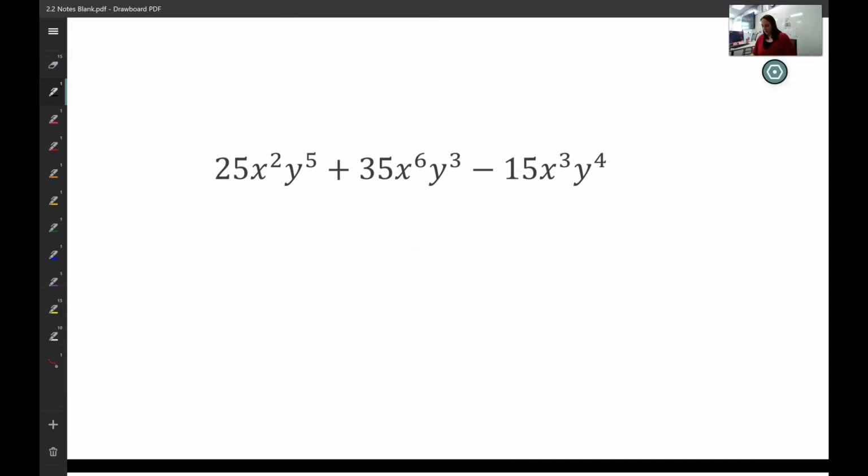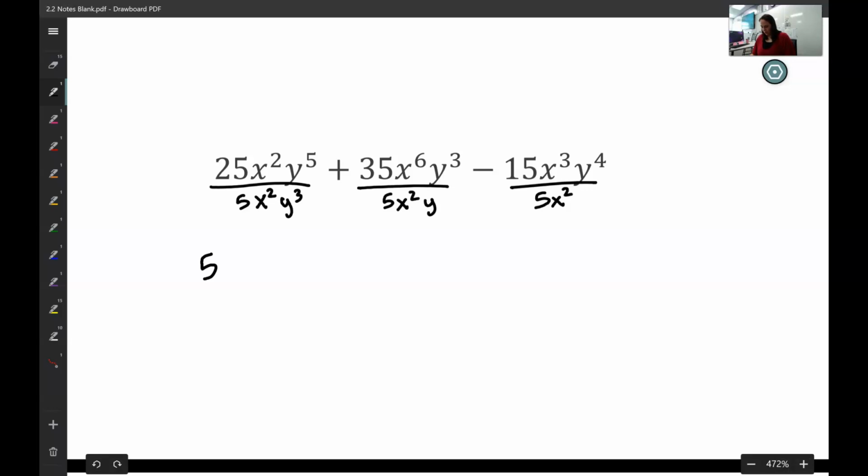Let's try this one. Look at the numbers first. What do all the numbers have in common? The greatest factor that the numbers have in common. Well, they all have a 5 in common, so I can divide them by 5. What's the greatest number of x's that they all have in common? So if I look, I have an x squared, x to the 6th, and x cubed. So the greatest number of x's they all have in common is 2, so x squared. Same thing with the y's. I have a y to the 5th, y cubed, and y to the 4th. So the greatest number of y's they all have in common is y cubed. So I'm going to take out a 5x squared y cubed. That's the biggest thing they all have in common.